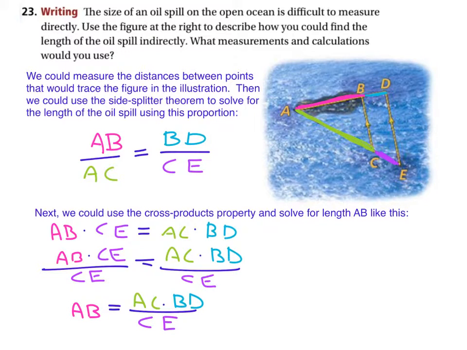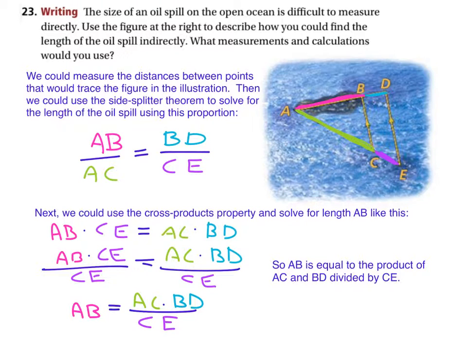And then I'm going to write one more thing. So AB is equal to the product of AC and BD divided by CE.